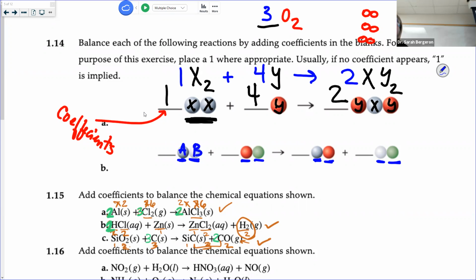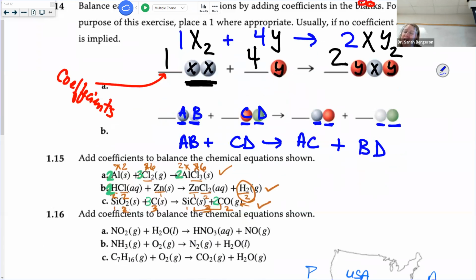So what if I called these A and B and C and D. Okay, so it would be AB plus CD yields AC plus BD. Right? That's all we're doing. Okay. All right. So y'all want to try some real ones? Let's try some real ones. But sometimes it's nice to look at things that way.